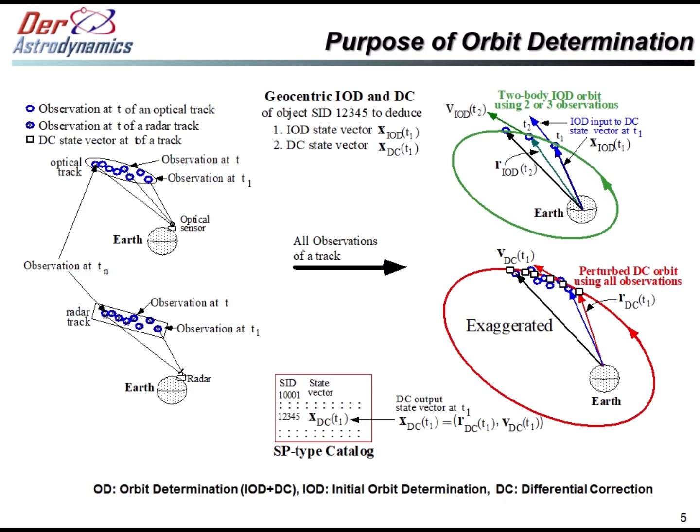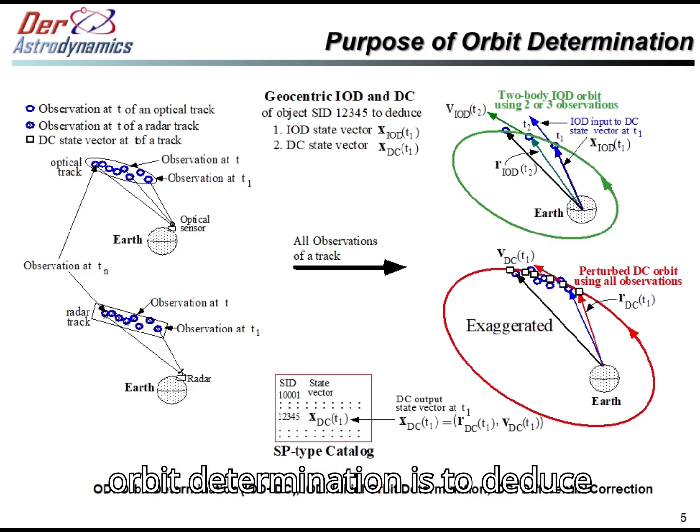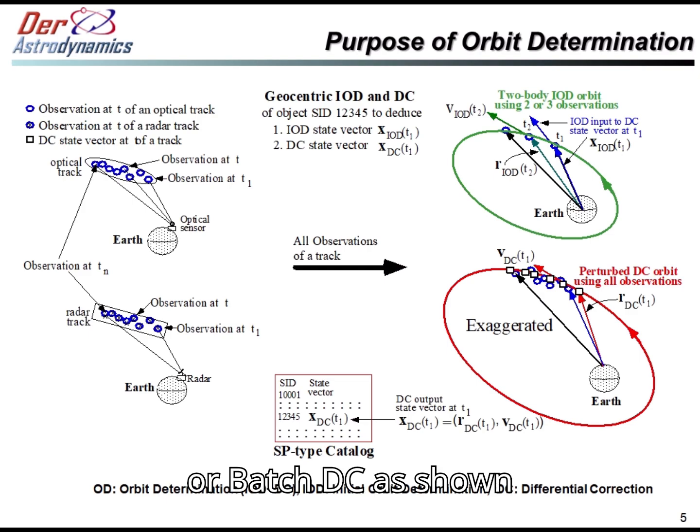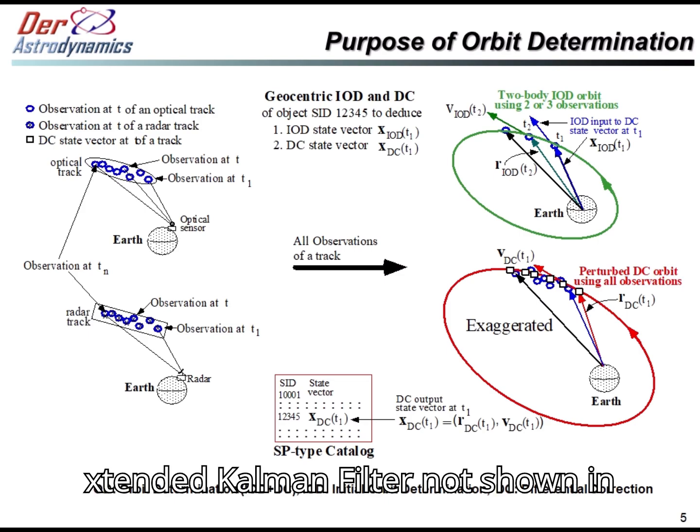The purpose of orbit determination is to deduce the DC state vector at the first observation time t1 for batch DC as shown, or DC state vector at the last observation time tn for sequential DC by extended Kalman filter, not shown in this picture.